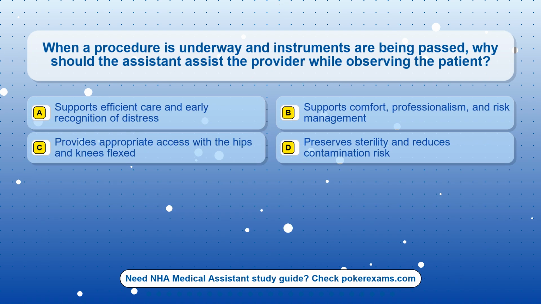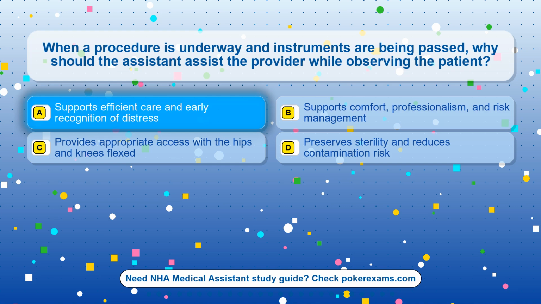Question 21. When a procedure is underway and instruments are being passed, why should the assistant assist the provider while observing the patient? Option A supports efficient care and early recognition of distress. Option B supports comfort, professionalism, and risk management. Option C provides appropriate access with the hips and knees flexed. Option D preserves sterility and reduces contamination risk.